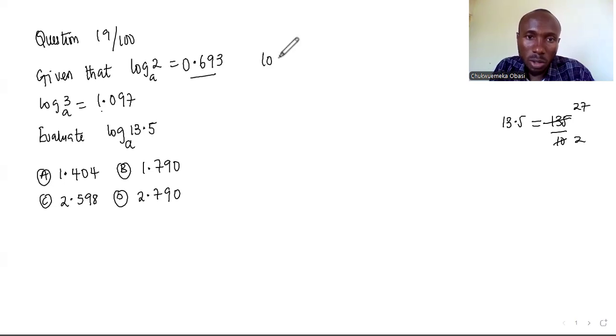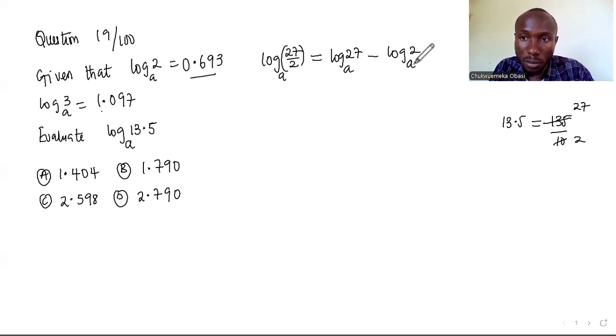So log 13.5 becomes log of 27 upon 2, base A. You know, we can actually express this as log 27 base A minus log 2 base A. Perfect. This is safe because we know what log 2 base A is, and that is this here.